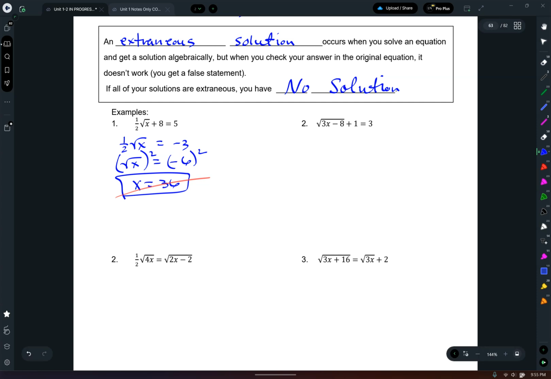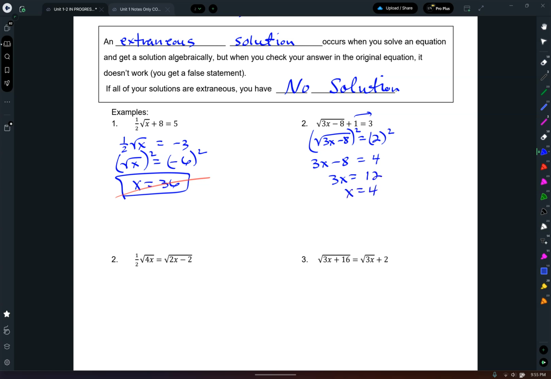Get the square root by itself. So I'm going to have to subtract the 1. So the square root of 3x minus 8 equals 2. Now I can square both sides. So 3x minus 8 equals 4. Now I'm going to finish solving. I'm going to add my 8 and then divide by 3. All right, so I've got x equals 4.